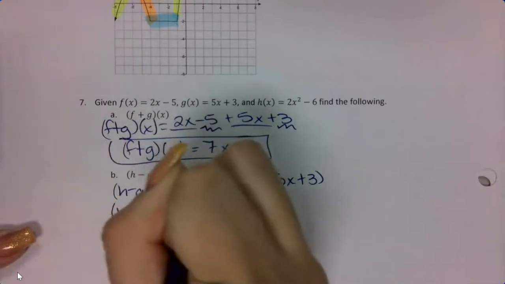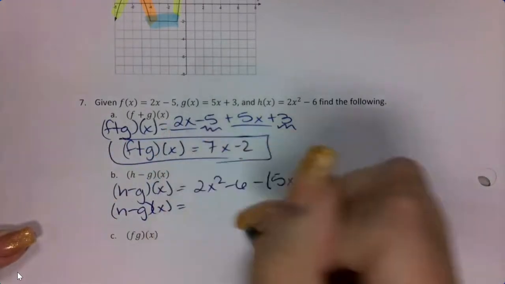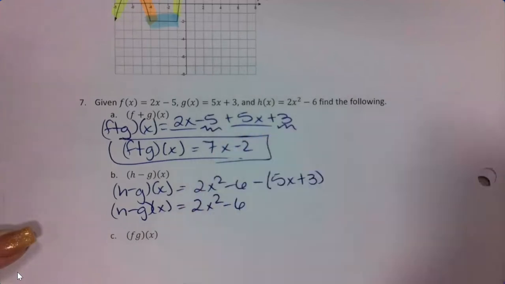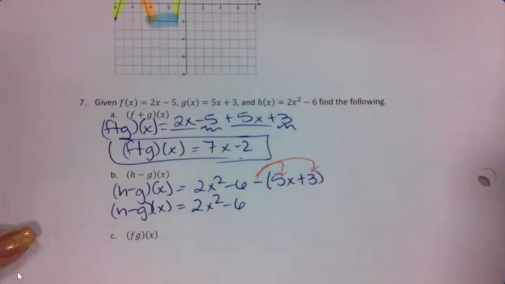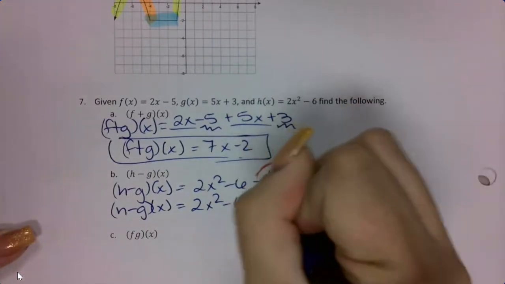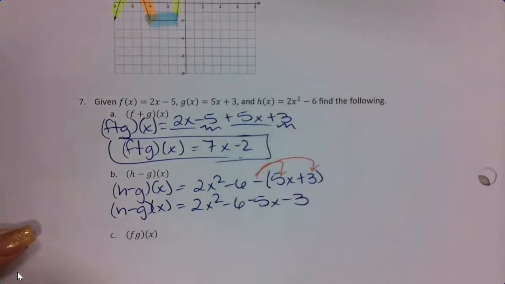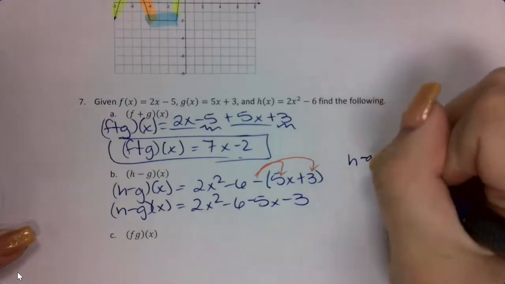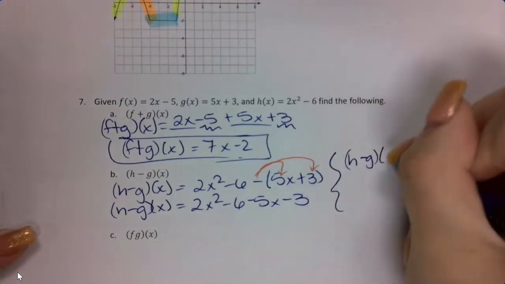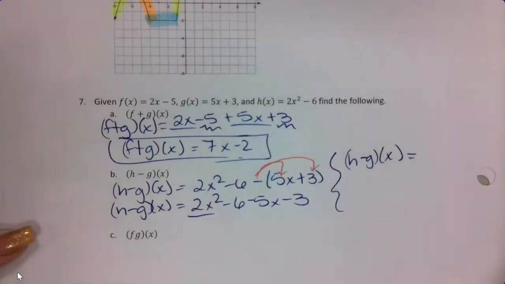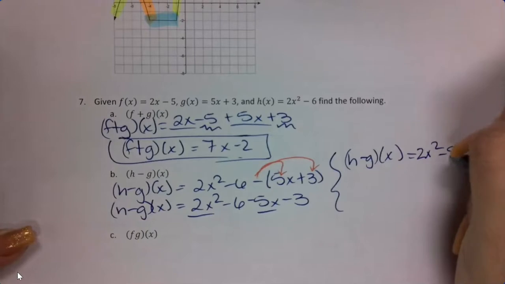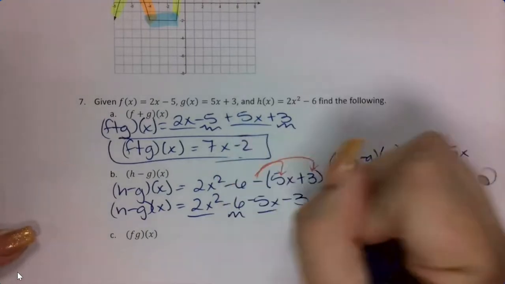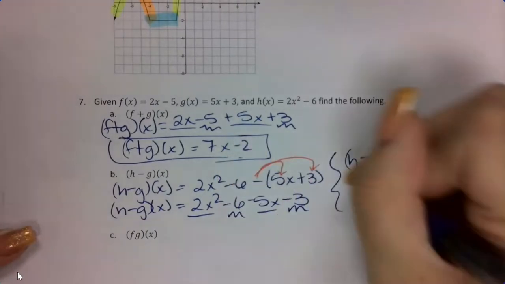This is something that was commonly missed on the test. So the first part stays the same. This negative is going to go to both the 5x and the 3. So then it's going to be minus 5x minus 3. And then I just want to go ahead and combine like terms. So I have just a 2x squared, nothing to combine it with, just a -5x, a -6, and a -3, which gives me -9.